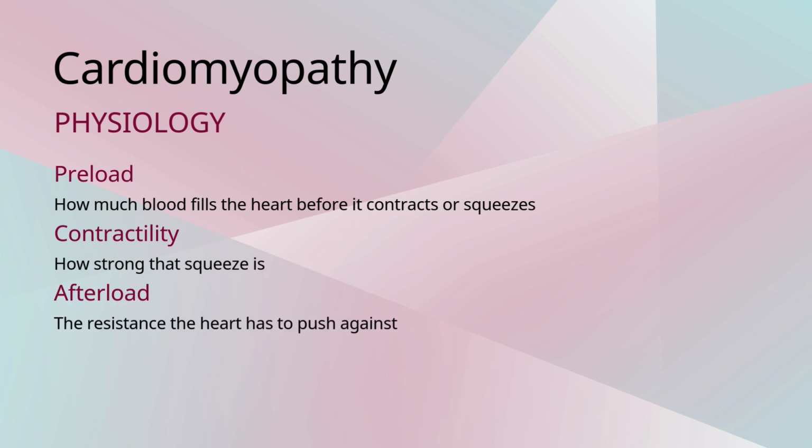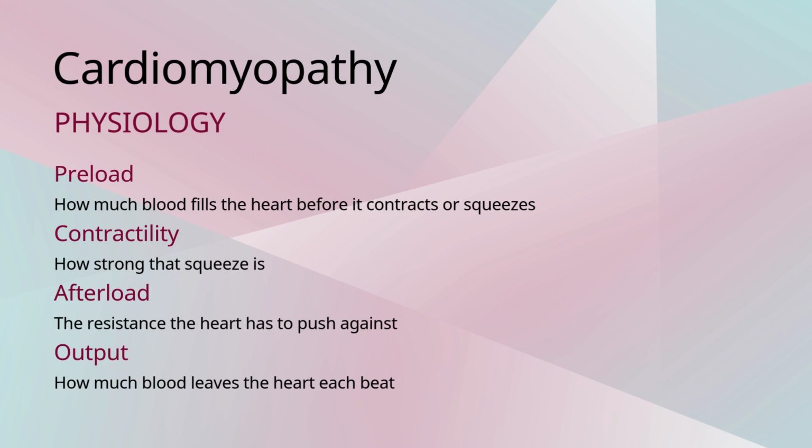Afterload is the resistance the heart has to push against. Think about opening a swinging door. Generally, you don't have to push very hard. But now think about opening that door if someone was on the other side pushing against it. If the heart is always having to work hard, over time, that extra strain can make it thick, stiff, and tired. And output is simply how much blood leaves the heart with each beat, which is really what matters.